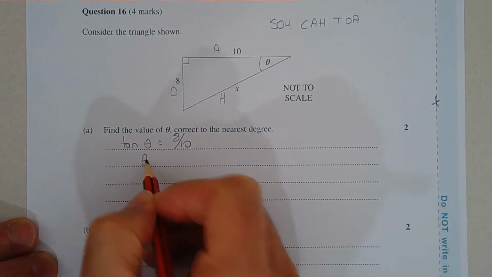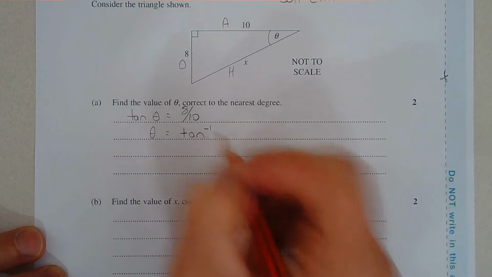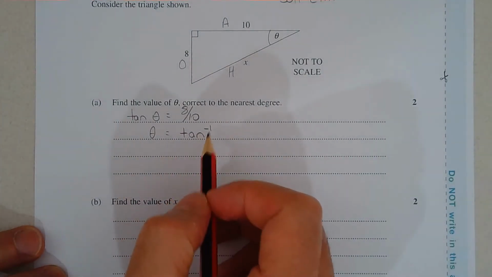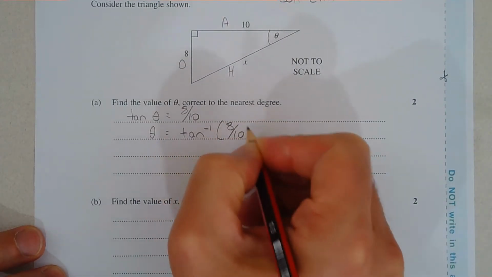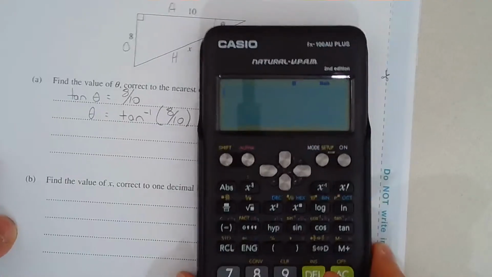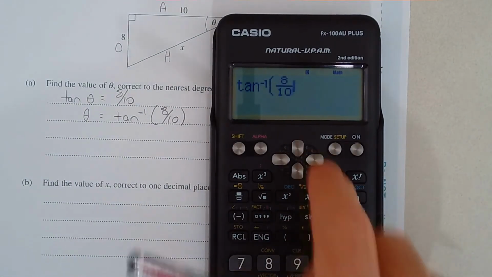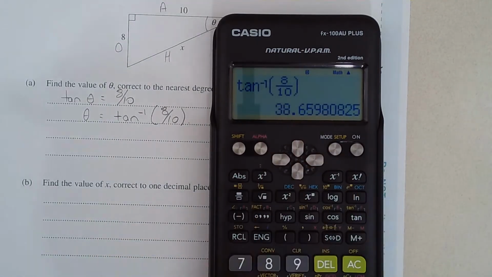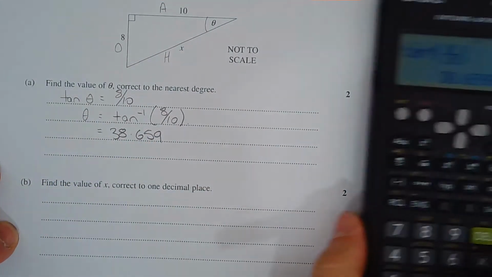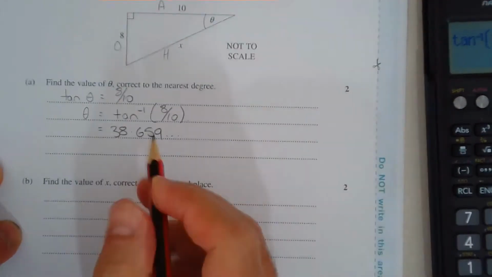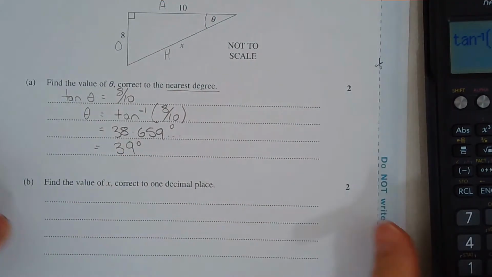All right. Now, we need theta to be the subject of the formula there. And we're going to move tan to the other side by using the inverse of tan. So this is tan to the -1, using the shift key on the calculator, and then pressing the tan button. 8 over 10. And let's enter that in now. So shift tan, 8 over 10. And we get 38.659. Okay, 38.659, but we need the answer to the nearest degree. So that'll be 39 degrees to the nearest degree.